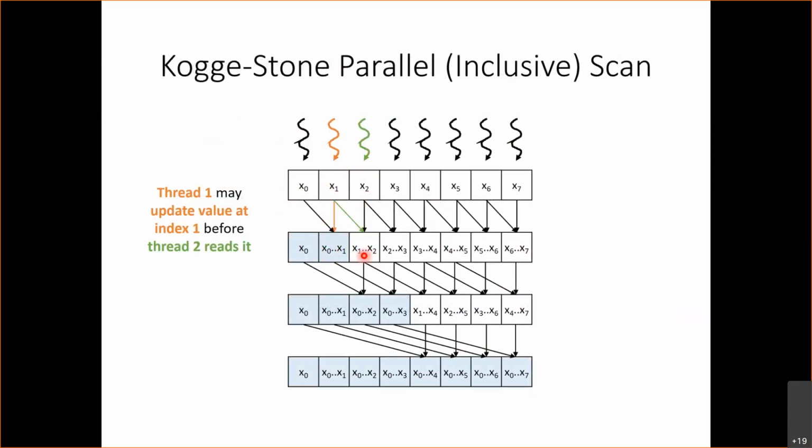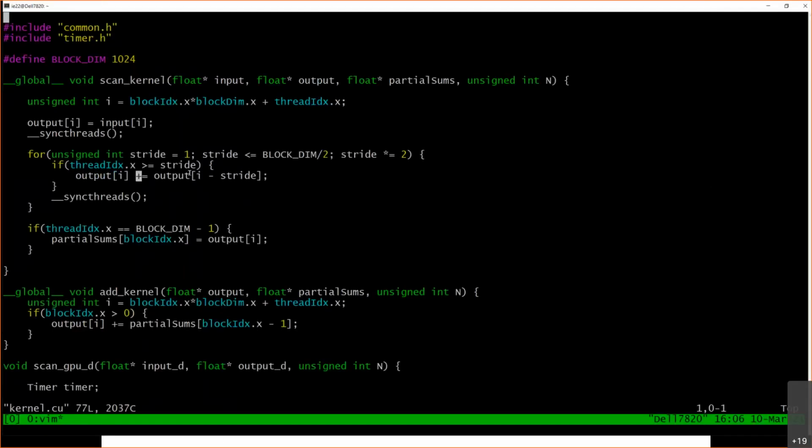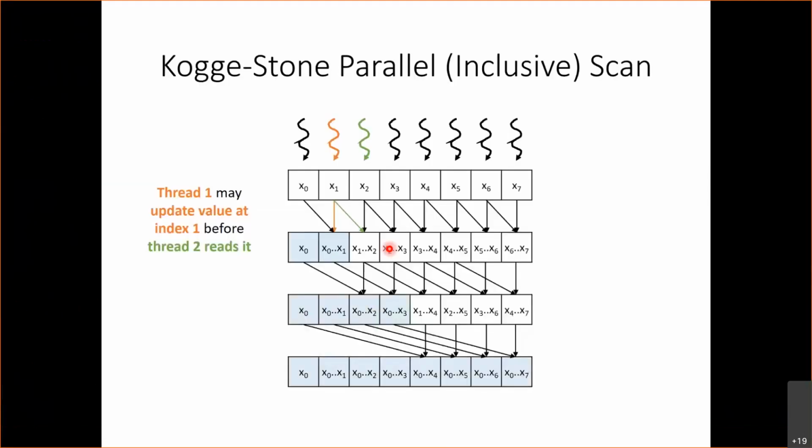The problem is that if we write our code like this, where I just do output of i plus equals output of i minus stride, and thread 1 reads x0 and x1 and then writes the result x0 plus x1 before this thread over here reads x1, then we have a problem. When this thread comes to do the reading, it's actually going to read x0 plus x1. It's not going to read x1.